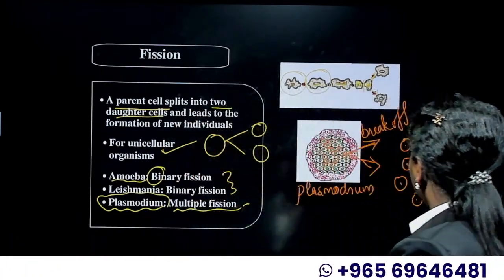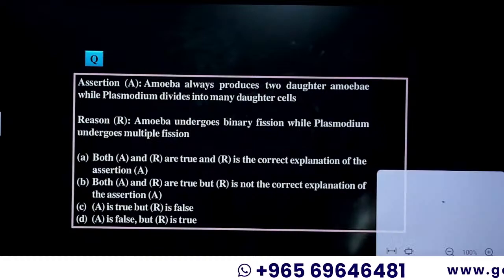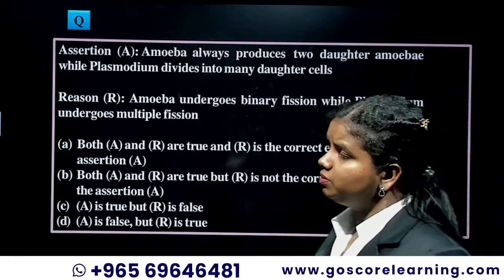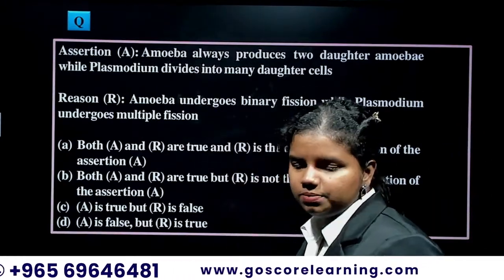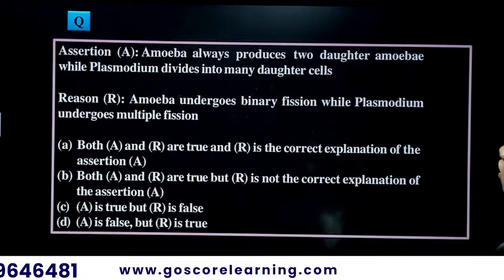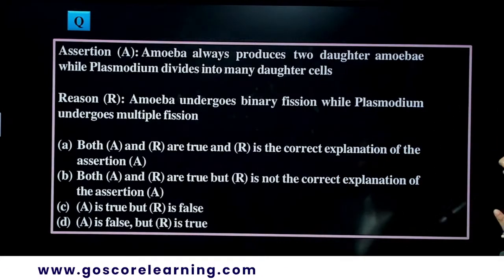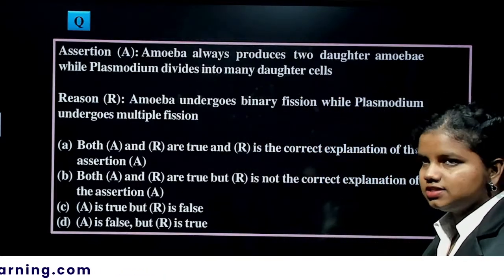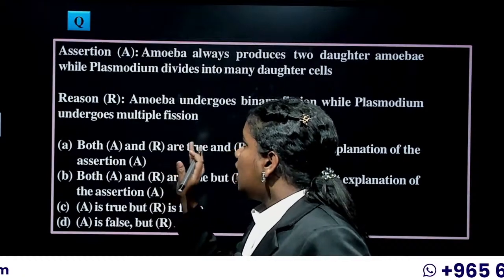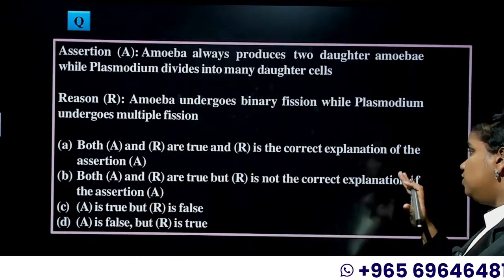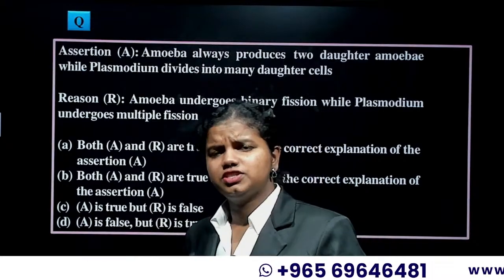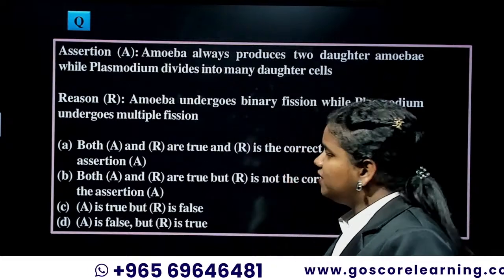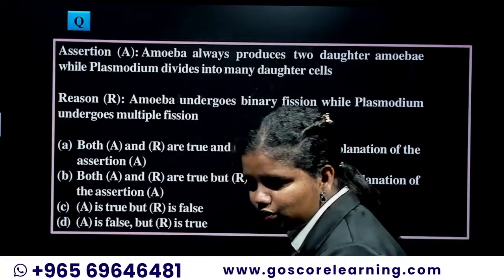Done. So here is an assertion and reason kind of question. You would be very familiar with it. So let's try to solve the question. The assertion: Amoeba always produces two daughter amoebae, while Plasmodium divides into many daughter cells. Now the reason: Amoeba undergoes binary fission while Plasmodium undergoes multiple fission. I think from the theory that we have just learned, it's enough and more, right?